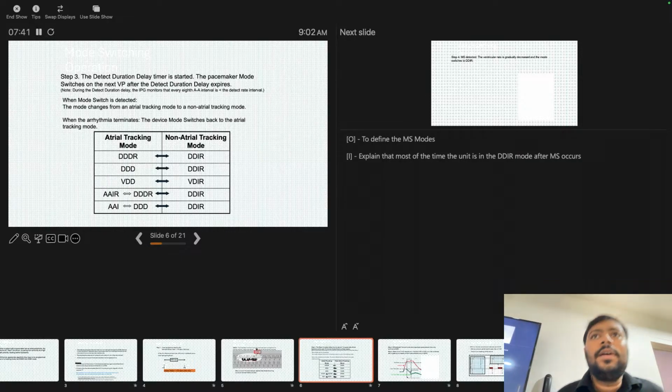And one more thing: even Medtronic non-rate response devices, like our old generation devices, if they go to mode switch, will end up in DDIR mode only, sir. They have an accelerometer sensor, but it is not approved for use in permanent mode, sir. So that is the thing, sir.